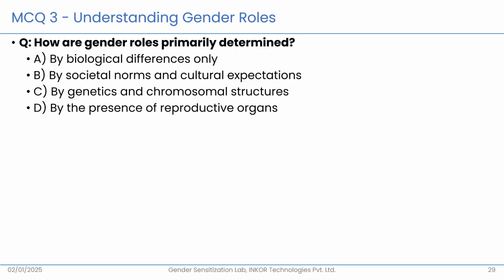Now let's test your knowledge about gender roles. How are gender roles primarily determined? Your options are: A. By biological differences only. B. By societal norms and cultural expectations. C. By genetics and chromosomal structures. D. By the presence of reproductive organs. Consider what mainly influences these roles.